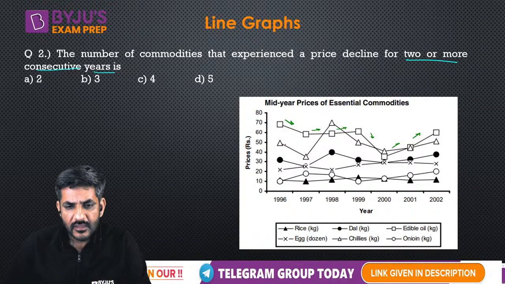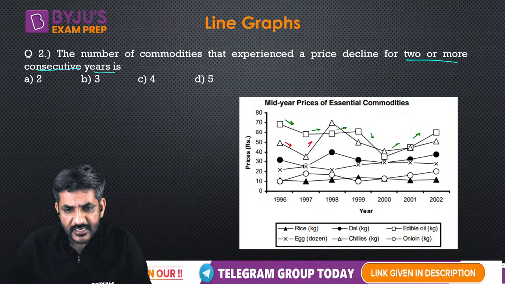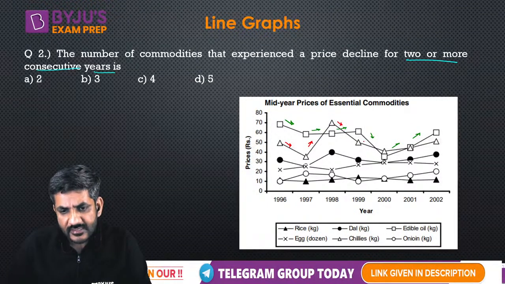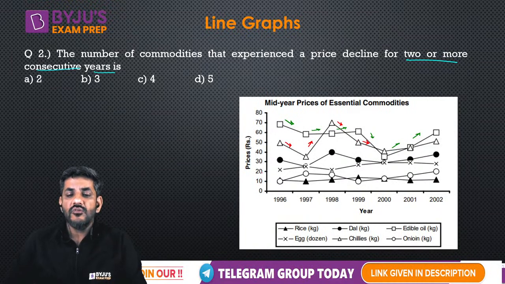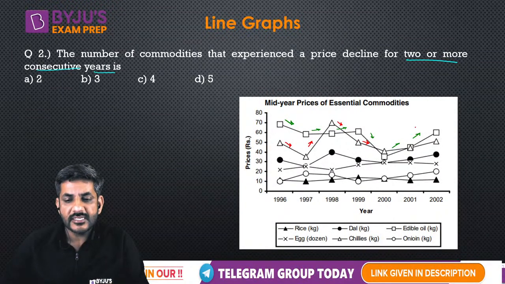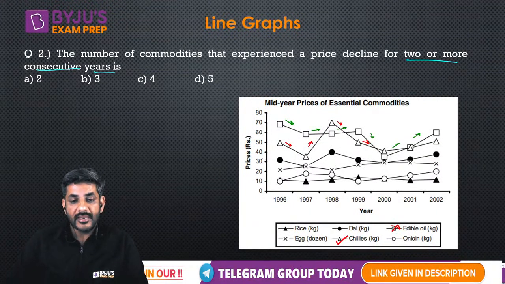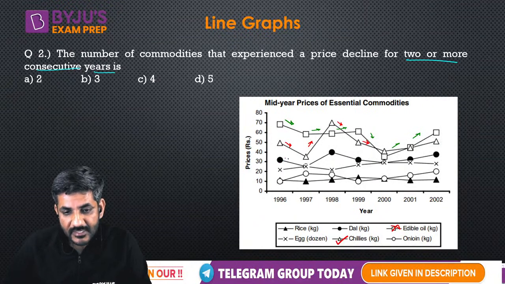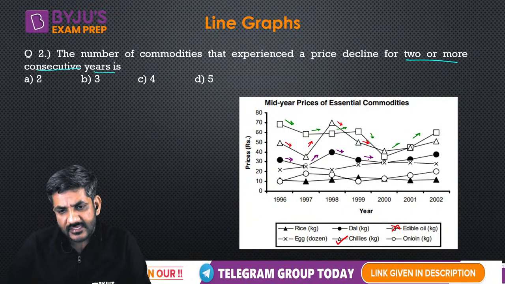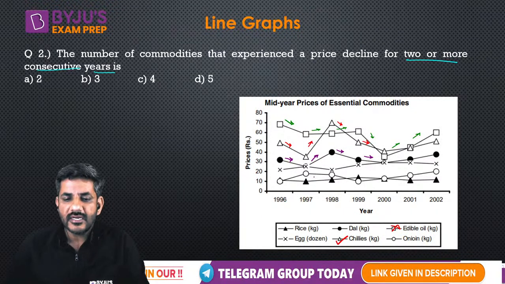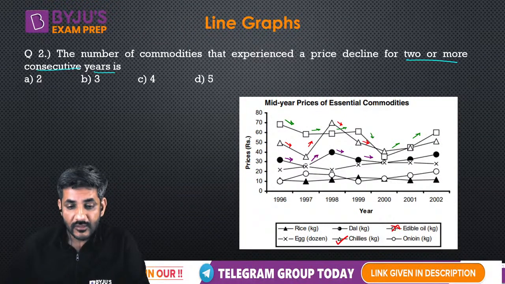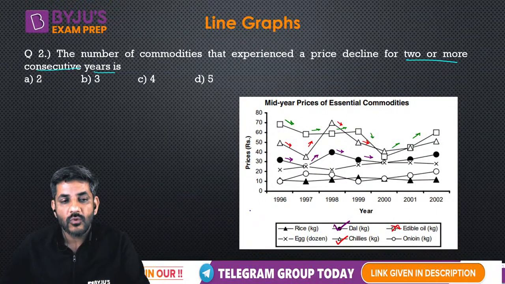Okay, let's talk about this now. What is this? Chilies. In chilies there is a decrease over here, then an increase, then a decrease, and then another decrease. So yes, we found one of these commodities in which there is a decrease for at least 2 years. In chilies it is definitely there. Edible oil, it is not there. Let's talk about the next one, dal. In dal there is a decrease, then an increase, then again a decrease, and another decrease. So I see 2 consecutive decreases in dal as well. This is one of the cases which I want.